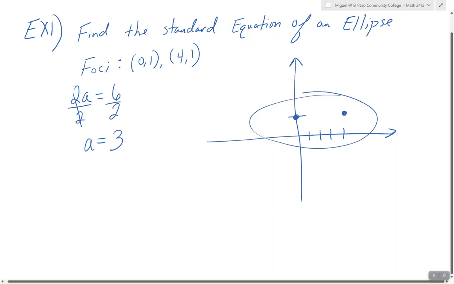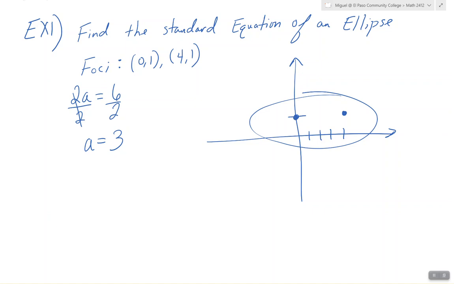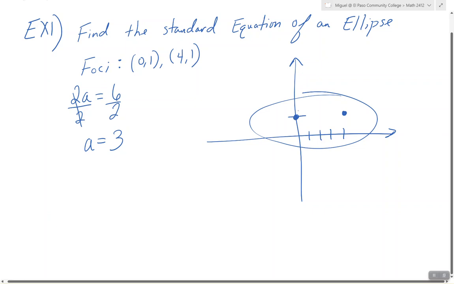So something like this, right? Just a sketch. From here, we could probably find the center. What's the midpoint in the middle there? So if this is 0, 1, and this is 4, 1, in the middle would be 2, 1, right here. Good, so our center is the 2, 1.